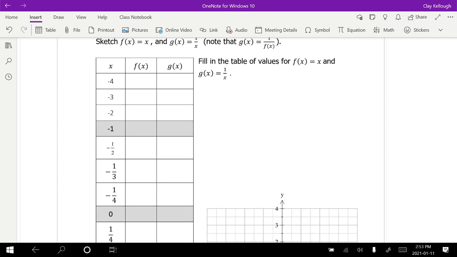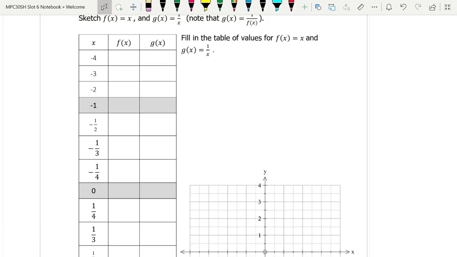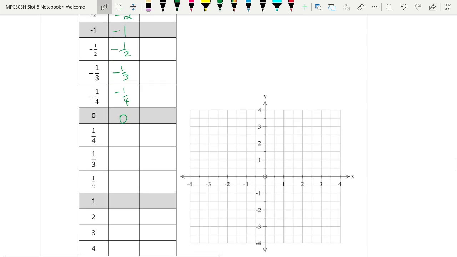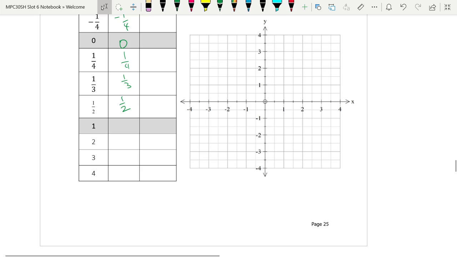Okay, so I'm going to use two different colors here, if that's okay with you. I'll make f of x green. So f of x is just x. Y equals x, the simplest graph we can have. So when x is -4, y is -4. When x is -3, y is -3. When x is -1, y is -1. When x is -1/2, y is -1/2, -1/3, -1/4, 0 makes 0. 1/4, 1/3, 1/2, 1, 2, 3, 4.